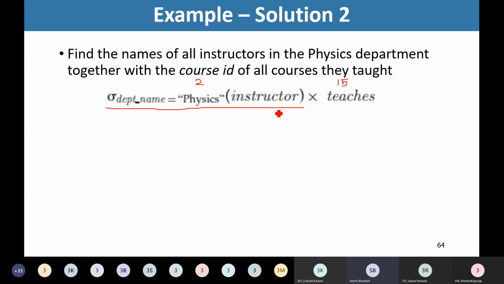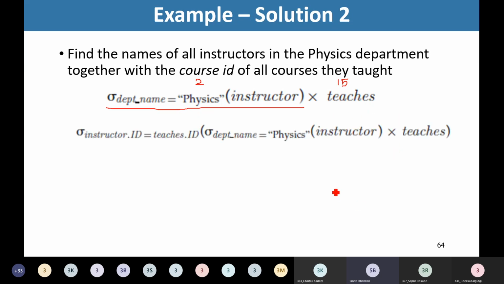Is that correct? So instead of having the cross product first of instructor and teachers, I am going to minimize this pairing. How? First, I'll be extracting the instructors from department name equal to physics and then I'll be having the cross product with teachers. What next? The next thing is the same. Once again, whatever output I'm getting out of this, I'm having a few irrelevant tuples. So I want to discard those irrelevant tuples, and I want to get only the relevant data.